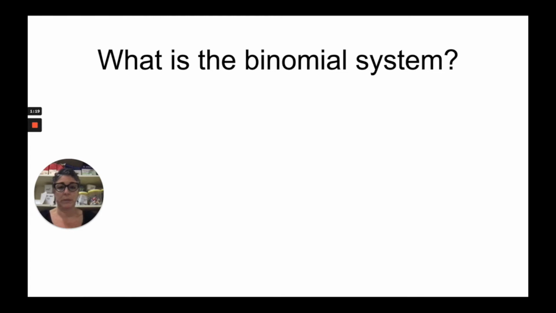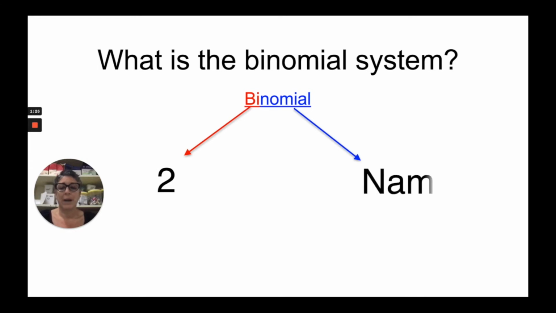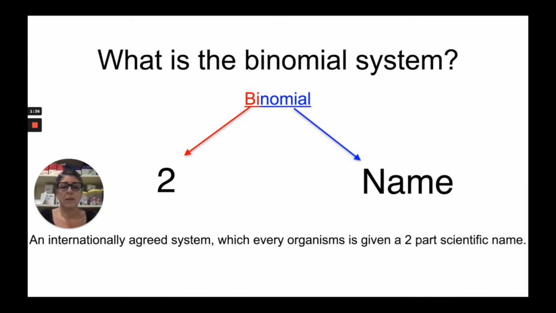Well, the word binomial is actually a two-part word. Bi meaning two and nomial meaning name. So this system basically refers to a two-part naming system. This is an internationally agreed system in which every organism is given a two-part scientific name. So it's not just any name, it must be a scientific name.